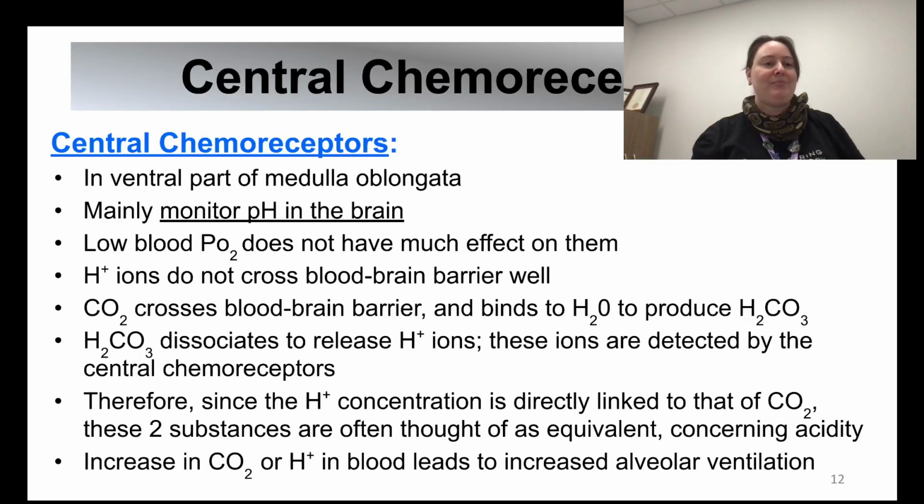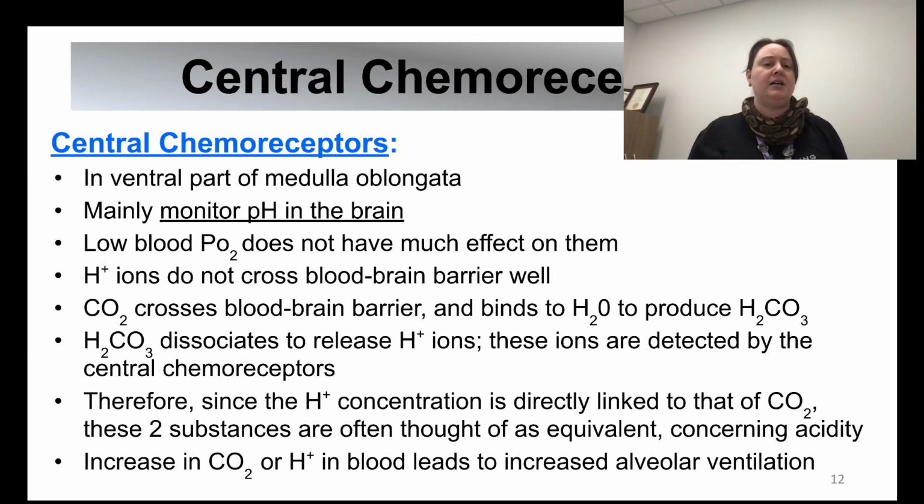Anyway, central chemoreceptors. They're in the ventral part of your medulla oblongata, the reptile part of your brain, as my old karate sensei likes to say. They mainly monitor pH in the brain.